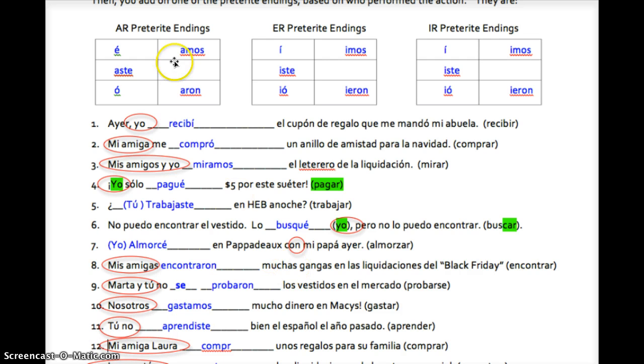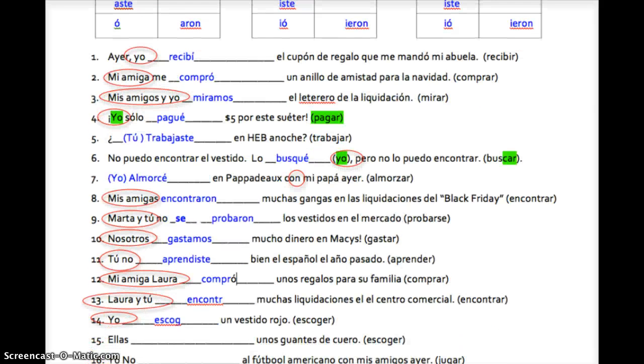So it's one person, it's an AR verb, I start at the top. Does it include the word yo? No, it doesn't. Do not get confused by me. That does not mean yo. If it is not spelled Y-O, then yo is not your subject. So it's not yo. Is it tú? Well, that's easy. It's not tú. So the answer is ó. Mi amiga Laura compró unos regalos para su familia.